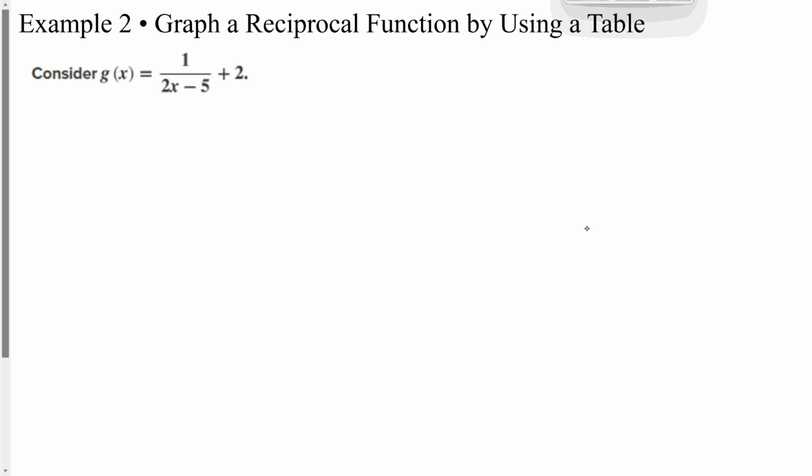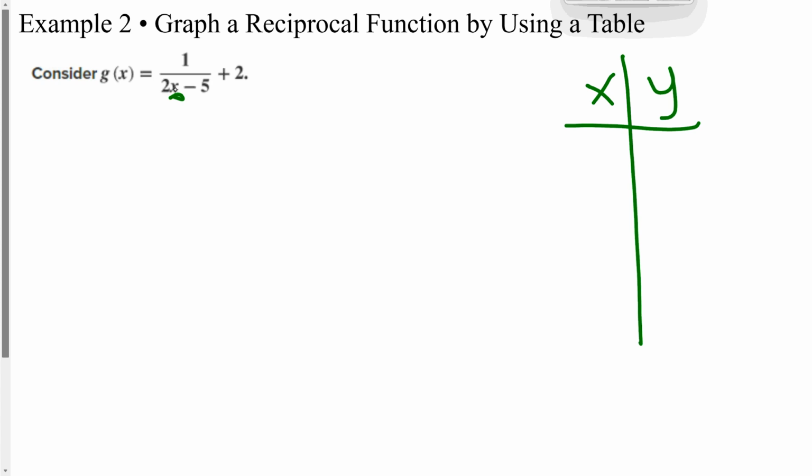Section 3 of Chapter 7. We're looking at graphing a reciprocal function by using a table. So basically we just want to choose x's, and we can do this all day. You just plug an x in, you plug it in here. It kind of stinks because there's a fraction, but that's fine. So we can just start making tables.